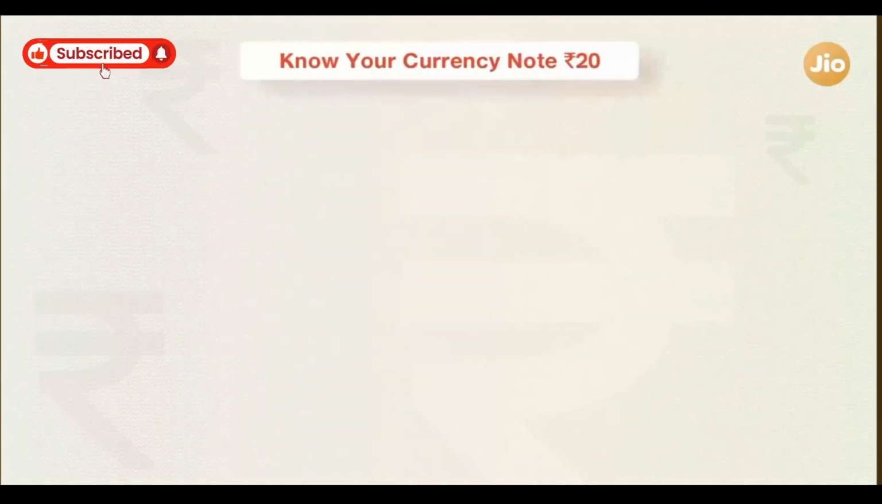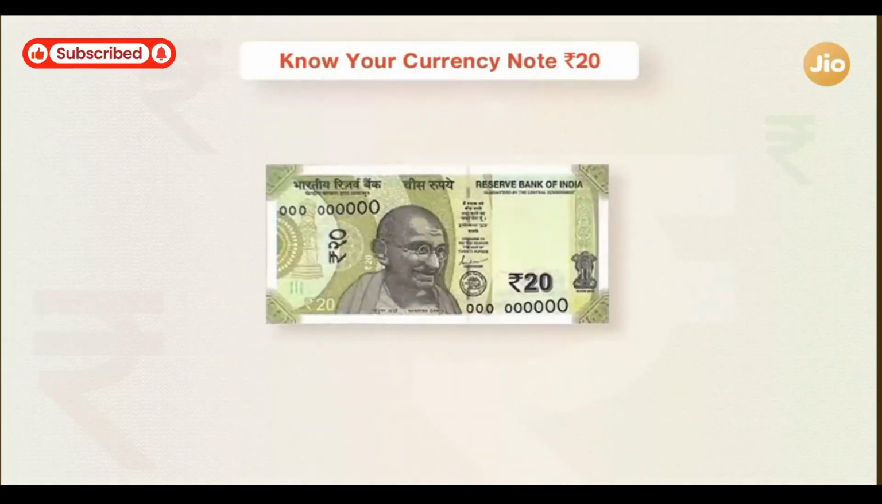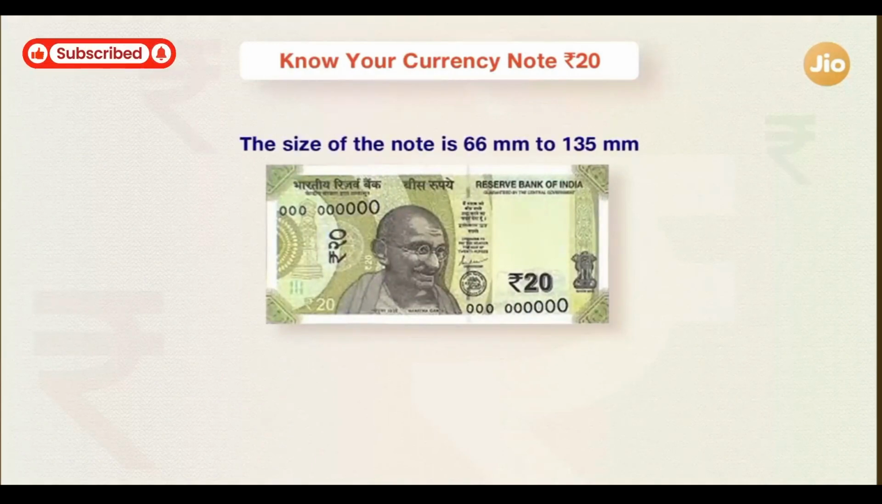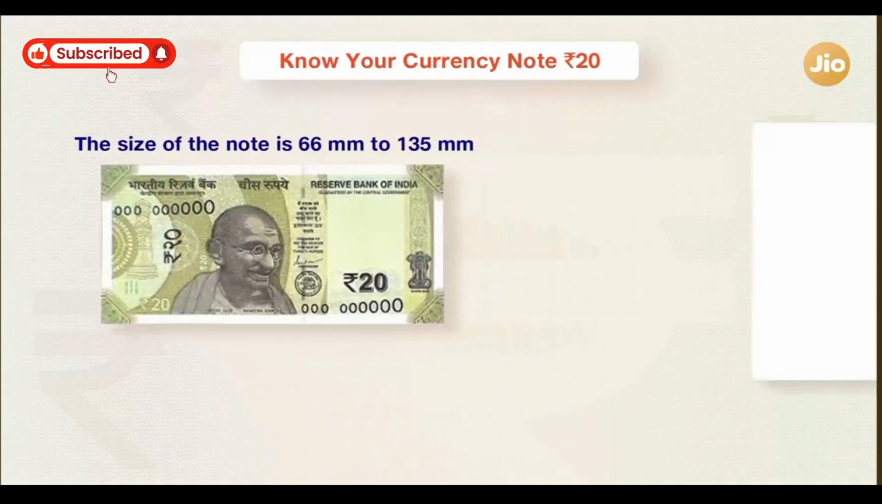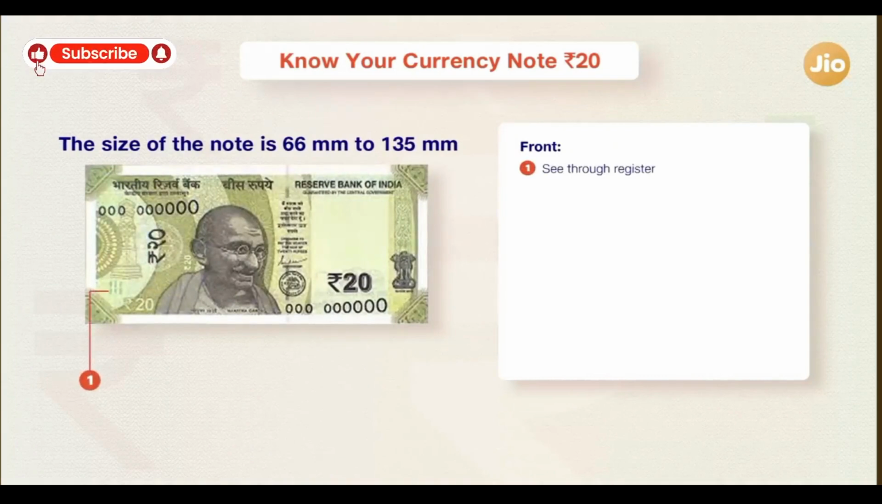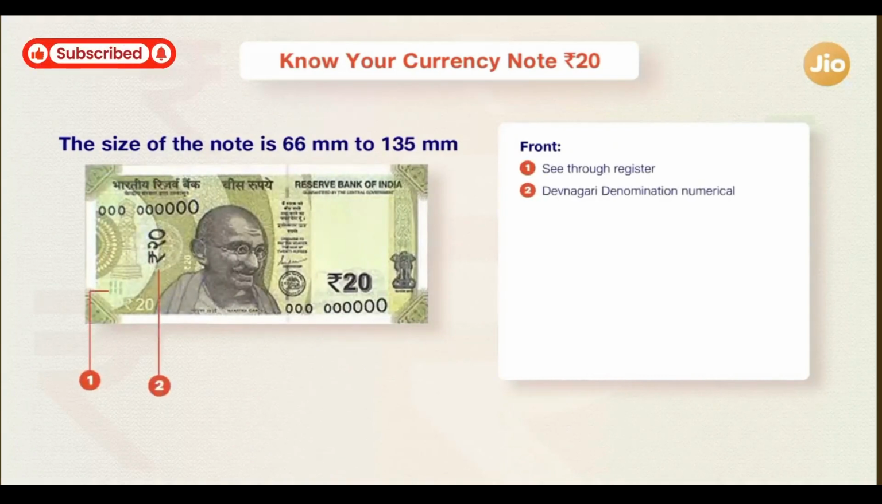Next, let's have a closer look at the rupees 20 currency note to know it better. First, the size of the note is 66 millimeters to 135 millimeters. At the front, you will find the following. First, the see-through register. Second, Devanagari denomination numerical. Third, portrait of Mahatma Gandhi.